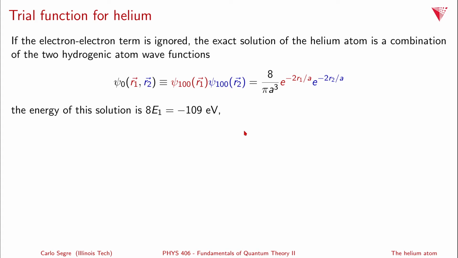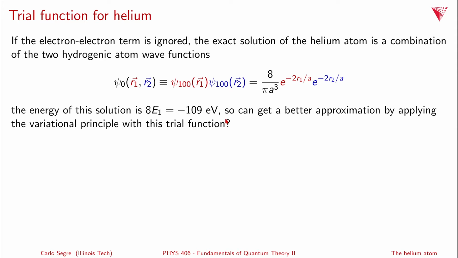Now the solution to this is 8 times the energy of the proton. The reason you have 8 times the energy is because you have two protons in the nucleus. That gives you a factor of 4 in the energy of the ground state, the 100 ground state. So instead of being 13.6, it's 4 times 13.6. And then you have 2 electrons that go in the same state, so you get 2 times that. So you have 8 times E1, which is minus 109 electron volts. This is clearly far away from the actual energy, which is minus 78 point something.